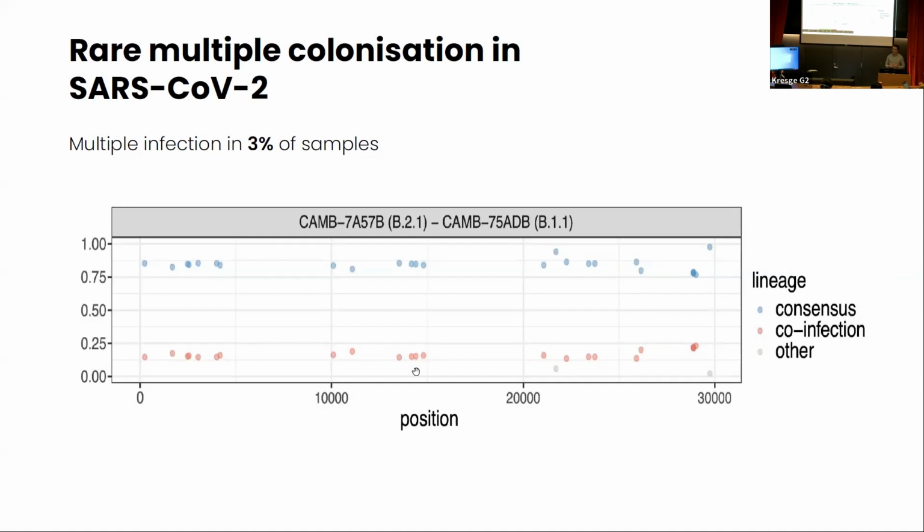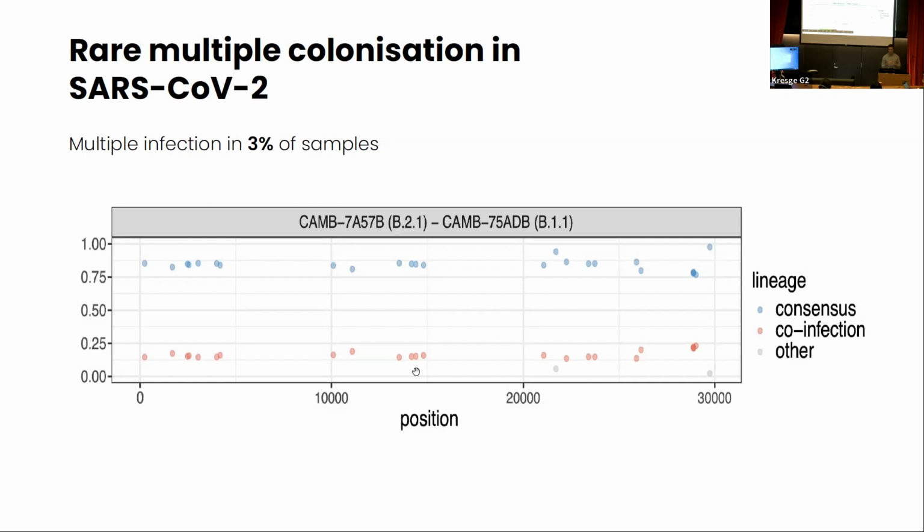And to just give you an idea of what this looks like in our data, essentially on the x-axis here, you've got the position in the SARS-CoV-2 genome, and then you've got the frequency of variants on the y-axis. And you can see that there's one band at about 10%, which is the minority infection. And then you've got the majority infection, which is up on the blue band at the top.